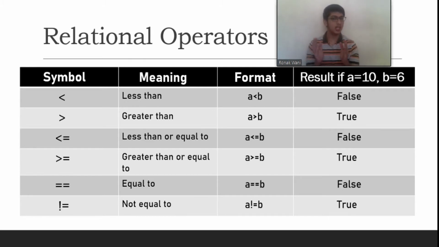Equal to operator. Equal to operator results only in true when both the variables have identical values. Since both the operands A and B do not have identical values, hence the result is false. Not equal to operator results in false only when both the values are identical. Otherwise, it is always true. Like for example, A not equal to B. Since 10 cannot be equal to 6, hence the output is true.